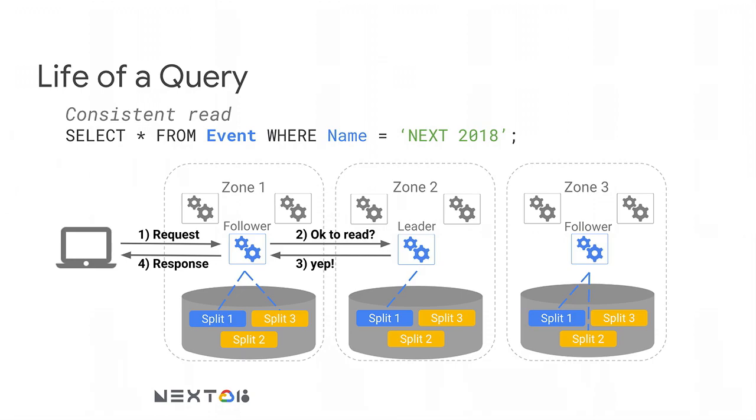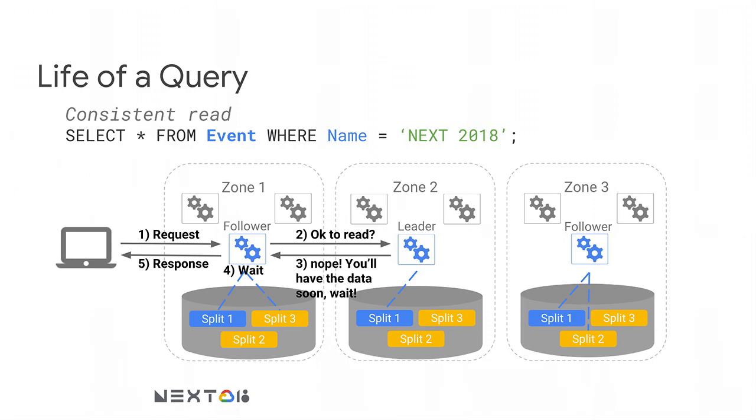Now the request comes in to your follower, and the follower sends a request to the leader of this Paxos group and says, hey, do I have the latest data? And the leader sends back and says, yes, this timestamp is what I have. If you have this timestamp, you have the latest data. The follower serves the data back. So there's no data going between the leader and follower here. It's really just to check, do I have the latest data?